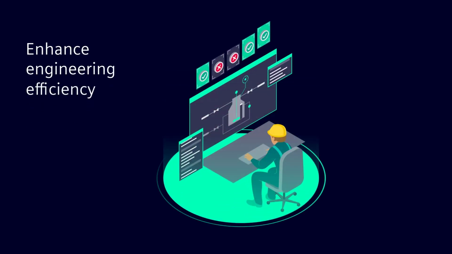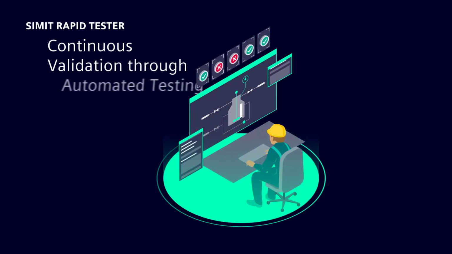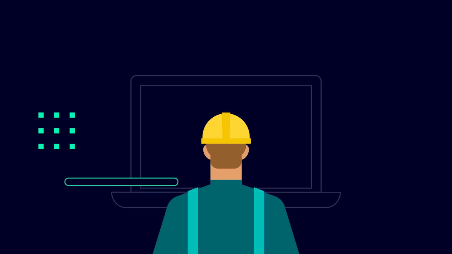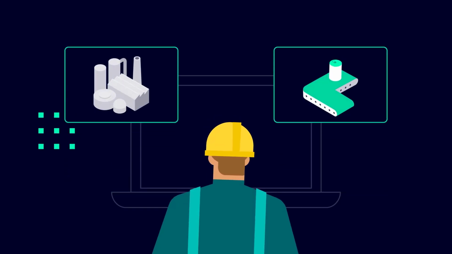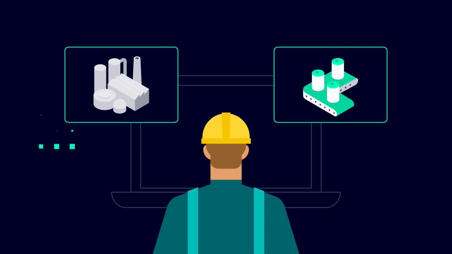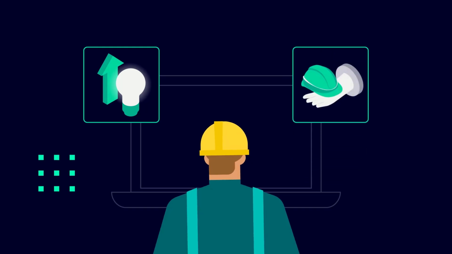Enhance engineering efficiency with SIMIT Rapid Tester. Continuous validation through automated testing. Automation engineering in both process and discrete industries is highly complex and subject to frequent changes. Having reliable engineering is crucial to ensure efficiency and safety.